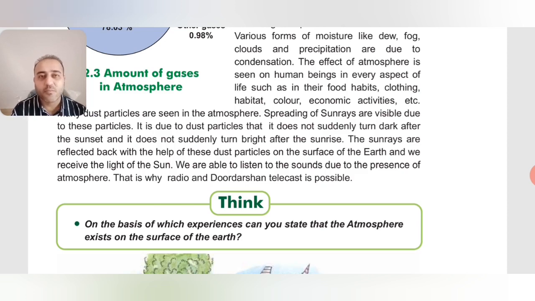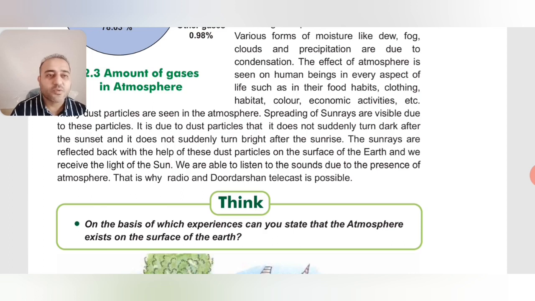So as we have seen the process of dawn and dusk, right? Dawn is in the early morning, that is when night is about to get over. Slowly and gradually the darkness starts going away and the brightness comes, right? That is possible only because of the dust particles, right? Immediately it doesn't turn dark and immediately it doesn't turn bright. The sun rays are reflected back with the help of these dust particles on the surface of the earth, and we receive the light of the sun.